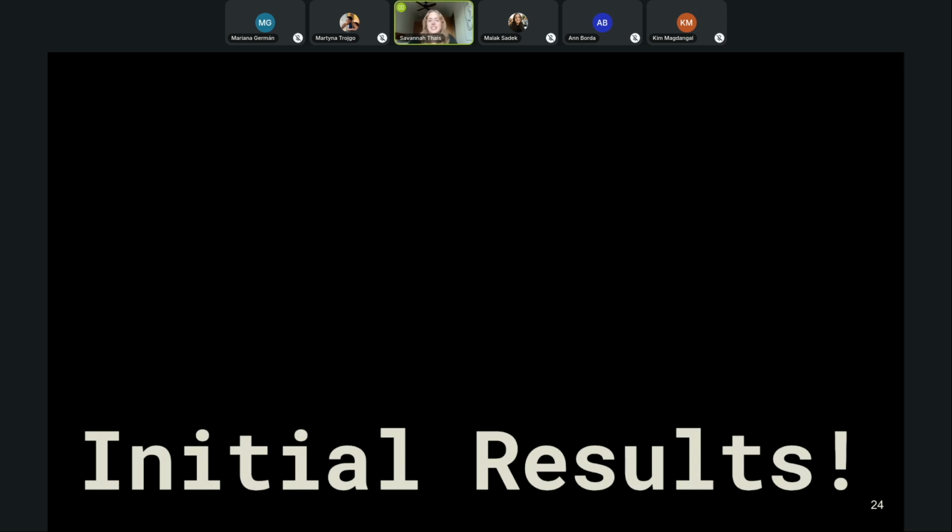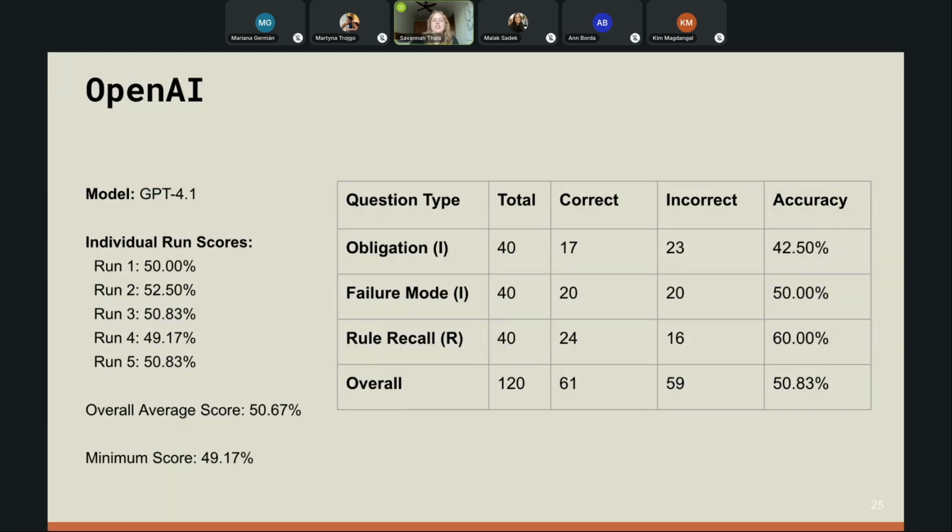Okay, so now I'm really excited to share the first preliminary results from our right to water benchmark. So we've looked at 3 models so far, GPT, Claude, and Gemini. So I'll show each of the model results individually first. So first up, we looked at GPT 4.1.